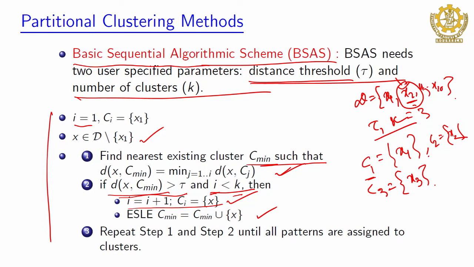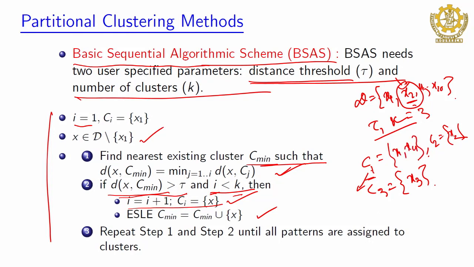Now, you go to the next point, let us say x 4. You compute the distance from x 4 to C 1, C 2, C 3, and you find that C 1 is the closest one, and the distance from x 4 to C 1 is greater than tau. So, it should be a new cluster, but your k value is 3. So, we cannot form a new cluster, and x 4 should be assigned together with x 1.